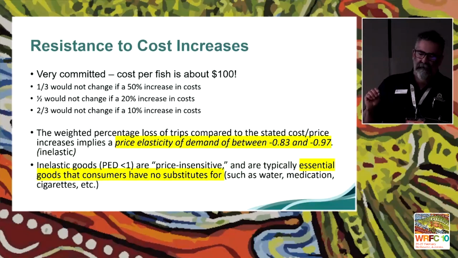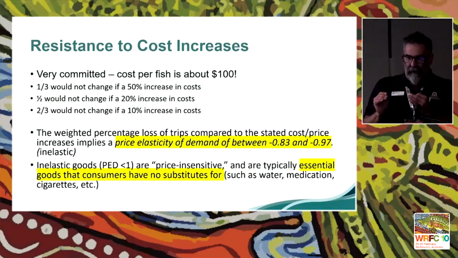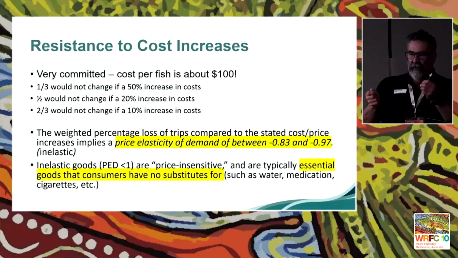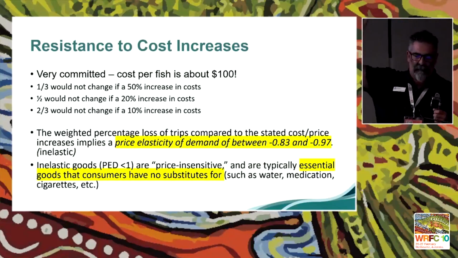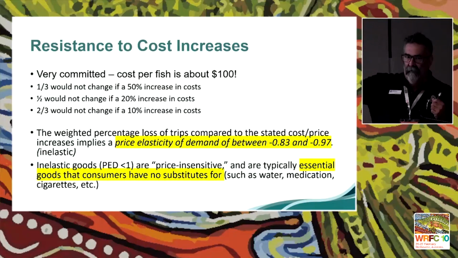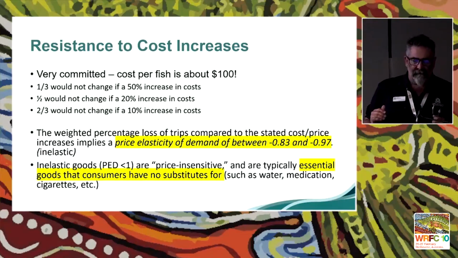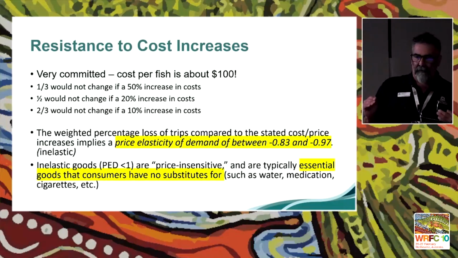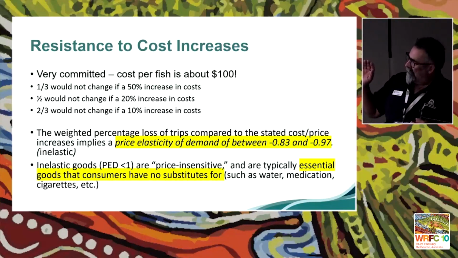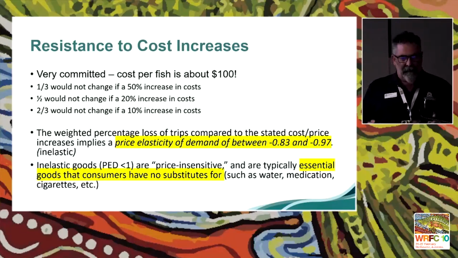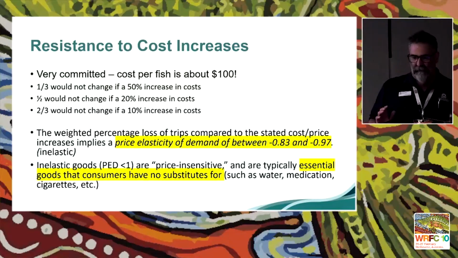And this is a really interesting one. One way to assess how committed anglers are to a fishing activity is to consider their likely reaction to a change in the price or cost of undertaking the activity. So we asked them various scenarios, whether price went up a little, medium or a lot. And basically they came back and said, we would persist. And so we did some more calculations and looked at the price elasticity of demand, and it's under one, substantially. And so the economics guys will tell you that these are goods that consumers have no substitute for.